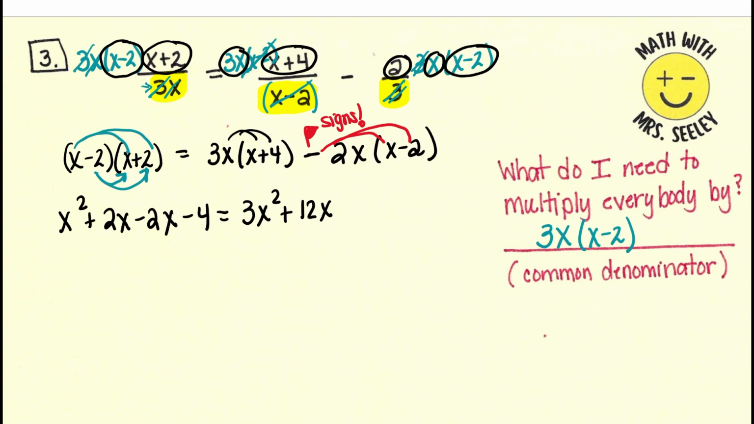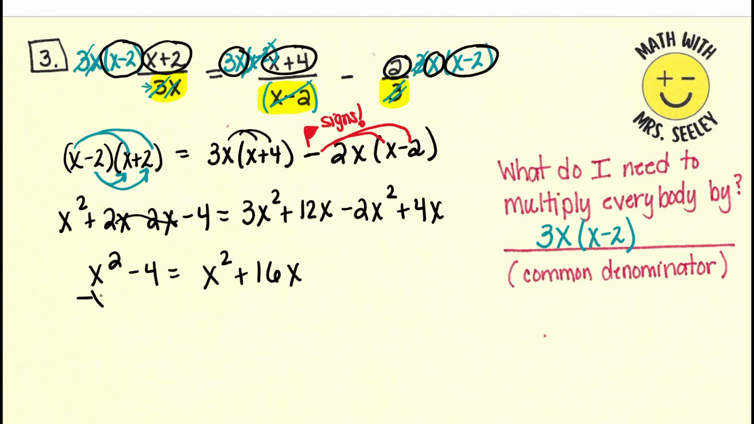So negative 2x times x is negative 2x squared. Negative 2x times negative 2 is positive 4x. All right, let's collect our like terms. So that's going to give me x squared, those cancel, minus 4 is equal to 3x squared minus 2x squared is x squared, and 12 plus 4 gives me 16x. All right, we're going to subtract our x squareds from both sides, and they cancel, which leaves me with negative 4 is equal to 16x.